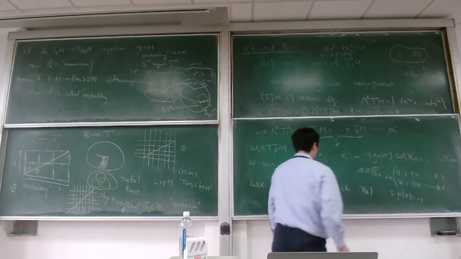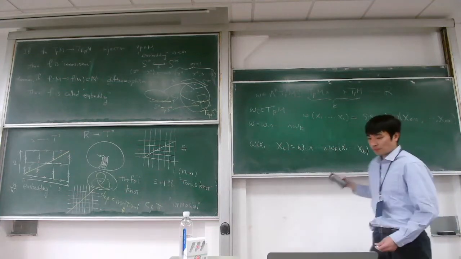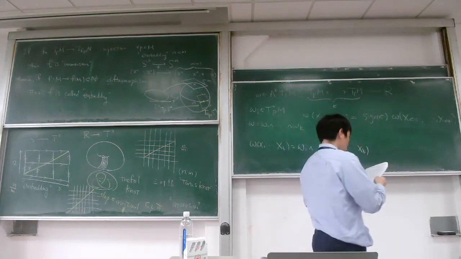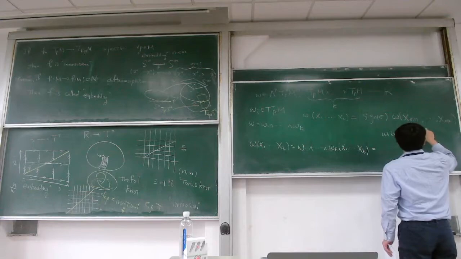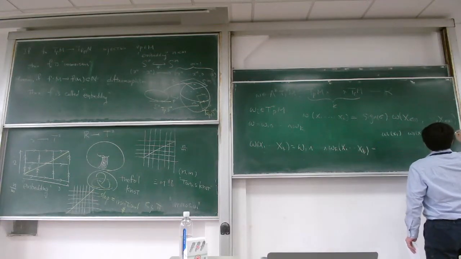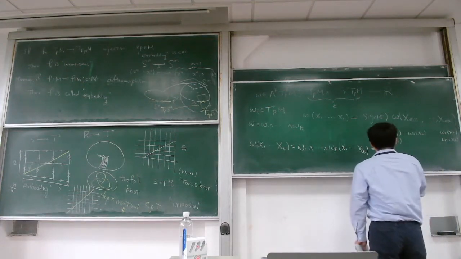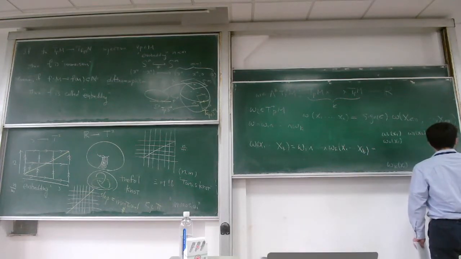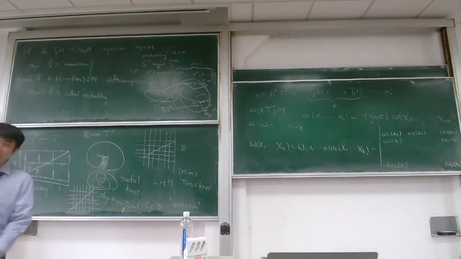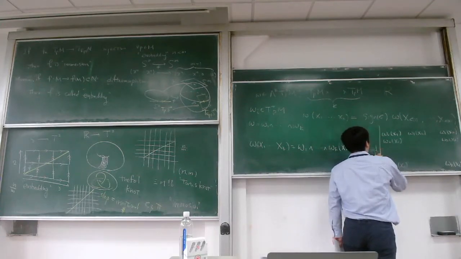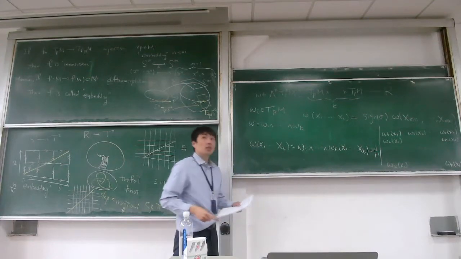How it acts on x1, ..., xk is that you just consider the matrix: omega 1 x1, omega 1 x2, up to omega 1 xk, and the next row omega 2 x1 through omega 2 xk, and at the end of the day omega k x1 through omega k xk. This is a matrix, and you take the determinant. Sorry, I forgot the factorial: 1 over k factorial. So this is how the k-form acts on the k copy of the vector field.